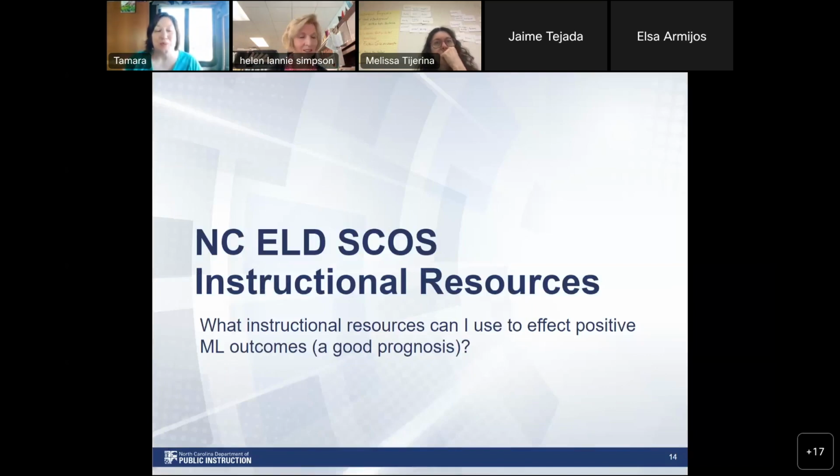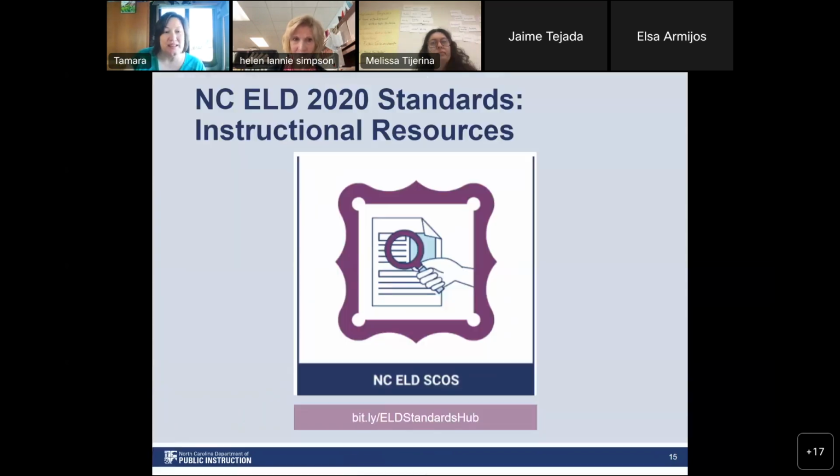Yes, so we're moving into the resources part of our program today. And again, just like Lanny said, we're asking how these new resources, the new standard course of study, and all of the ancillary things that North Carolina has built around that support multilingual learners, their teachers, and this audience as school instructional leaders.